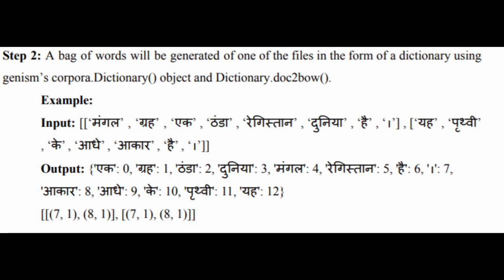Now let's see step 2. A bag of words will be generated for one of the files in the form of a dictionary, using gensim's corpora.Dictionary object and the dictionary.doc2bow method. Gensim requires the words or tokens to be converted to unique IDs. So gensim lets you create a dictionary object that maps each word to a unique ID. Let's convert our sentences, that is, lists of words, and pass them to the corpora.Dictionary object. The dictionary maps every word to a number.